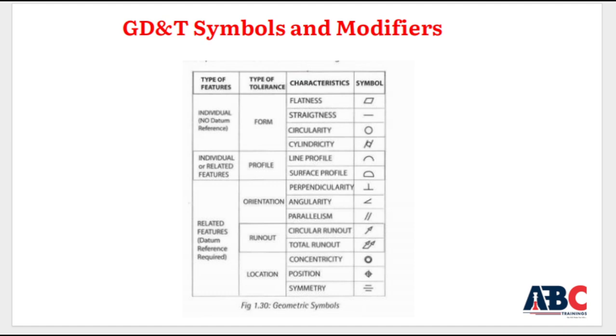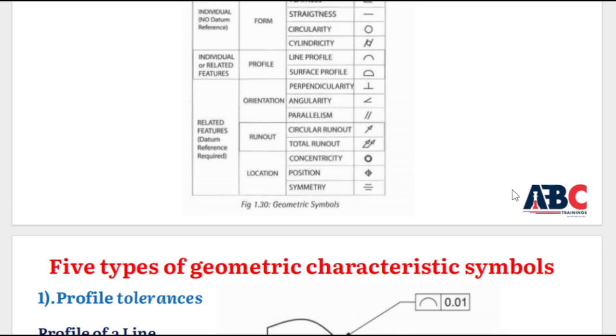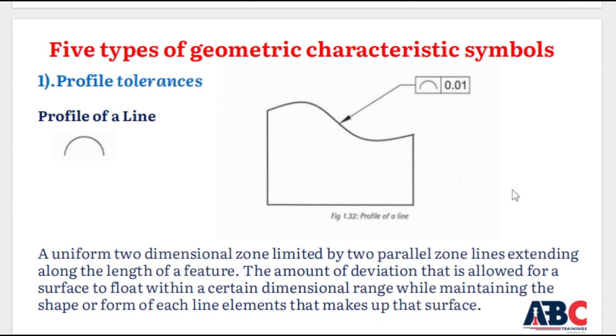Next type of features is individual or related features. In this individual or related feature, we have a profile, line profile and surface profile. Next are related features. Datum reference required have types of tolerances: orientation, runout, and location, and they also have characteristics and symbols. In detail, we see the symbols and their characteristics.